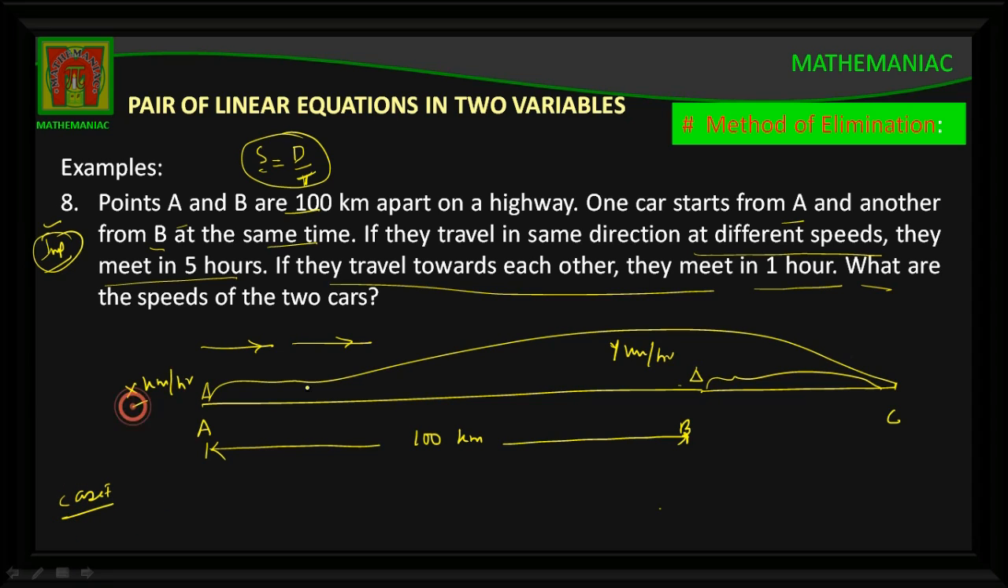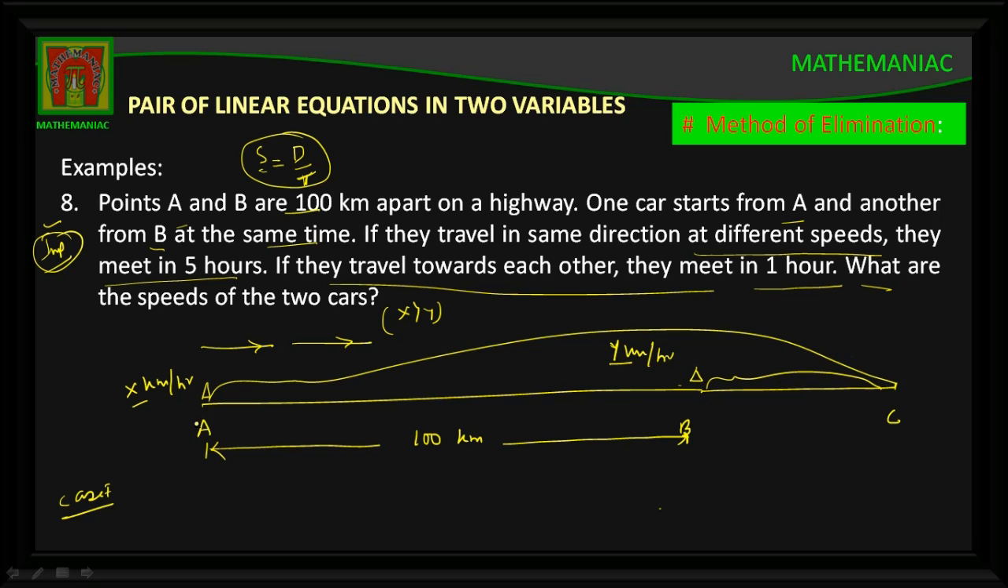So I already have made my suppositions that the first car is having speed x kilometer per hour, y is the speed of the second car, and x is bigger than y, right? So for how many hours are you allowing them to drive in the first case? 5 hours, because before that they will not meet.